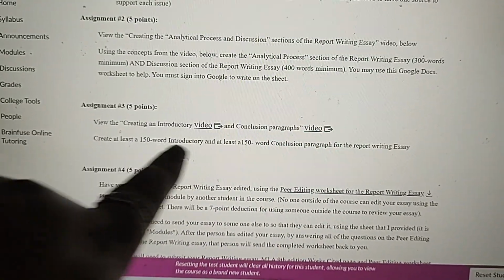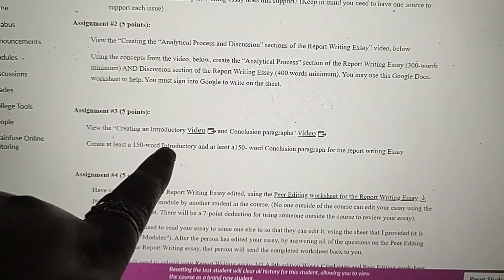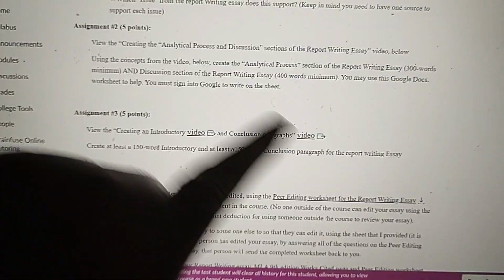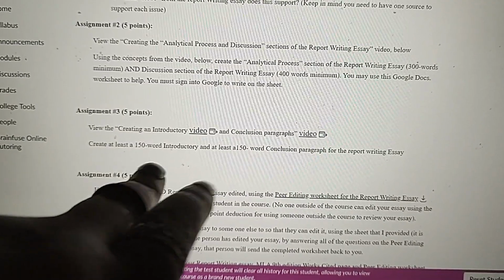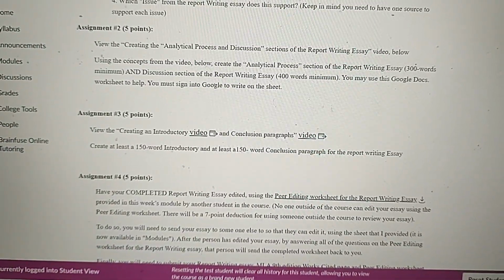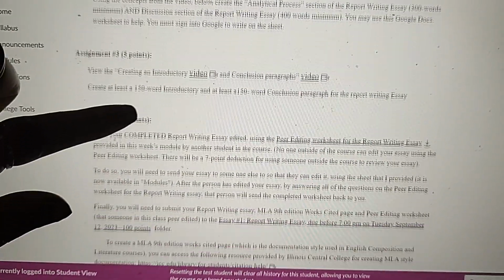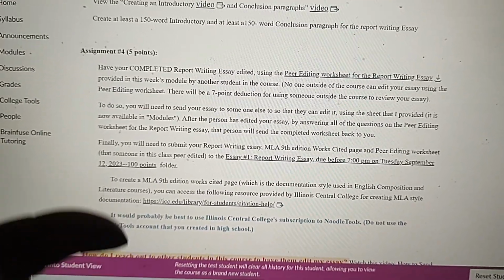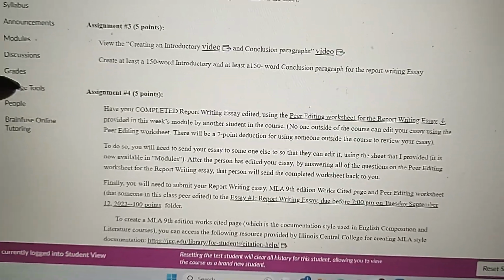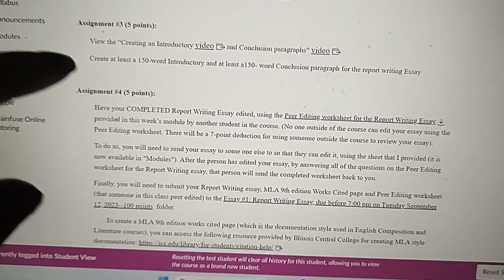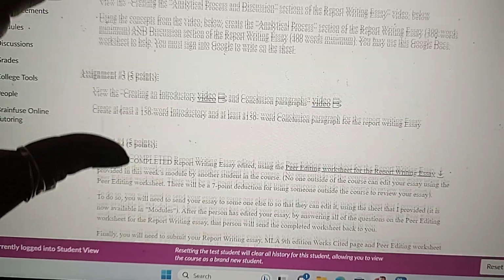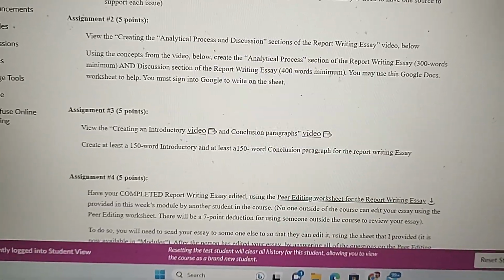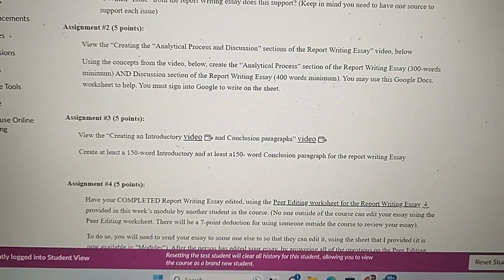Then you're going to create a 150-word introduction and a 150-word paragraph conclusion. Okay, so that'll be 300 words altogether, 150 for intro, 150 for conclusion. Next, after we've done all that, we are going to do assignment number 4. This is going to be a big honker. I suggest you get assignments 1 through 3 done before, I would say, Thursday.